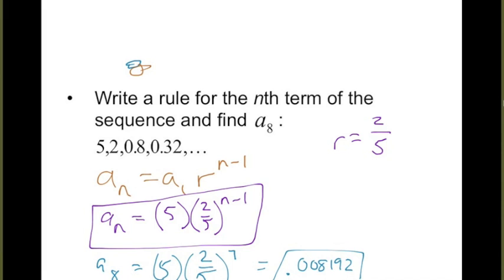Okay. And that's a good idea to always see if your answer makes some sense. So if I'm multiplying by 2/5, they should be getting smaller and smaller and smaller. If I'm already down to 0.32 by the 3rd term, then it makes sense that they would be pretty small by the time we get to that 8th term.